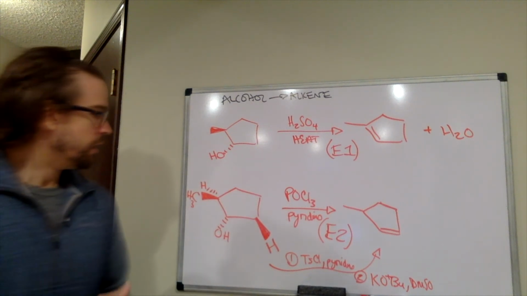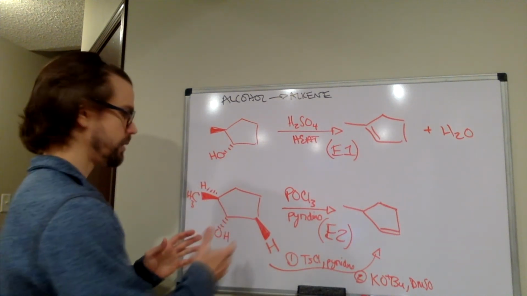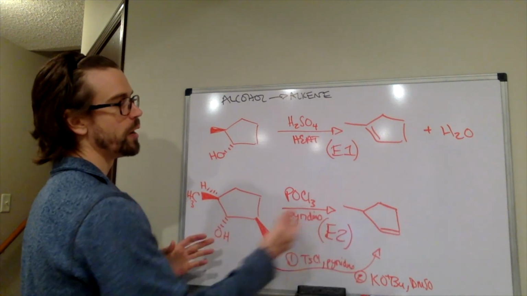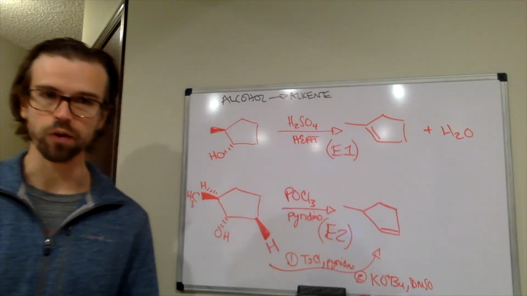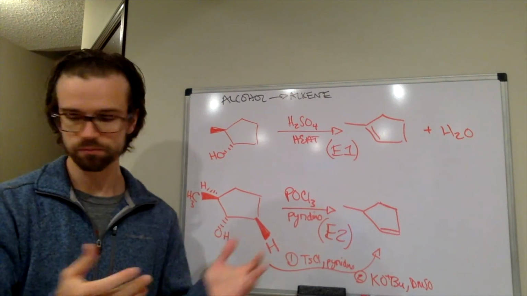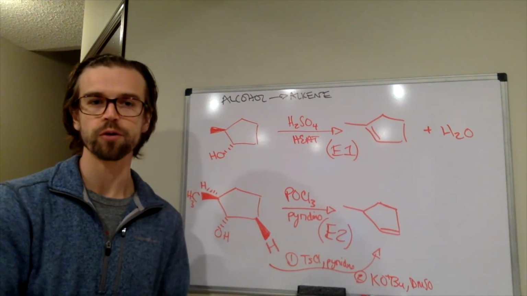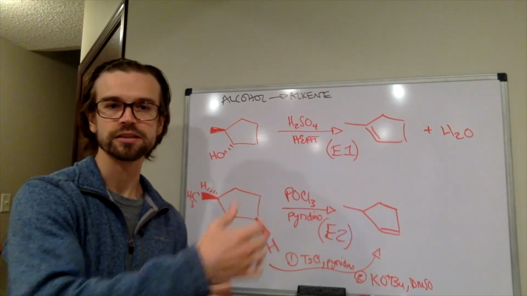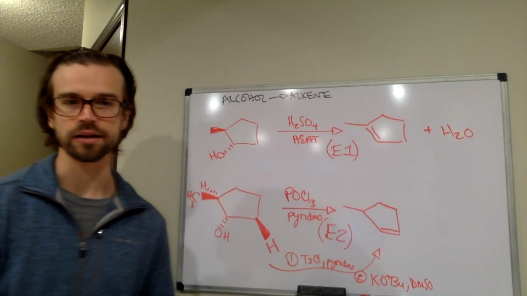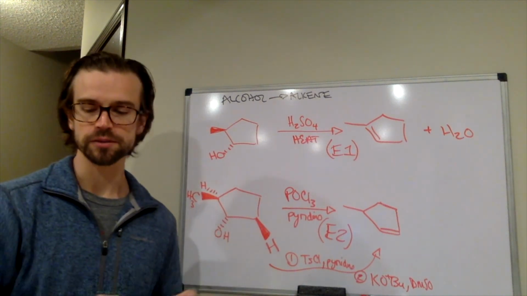So if we want this alkene, we have to do it by an E2 way. If we want that one, we have to do it by an E1 way. So again, recapping things we've learned before, we're doing reactions of alkenes in this chapter. This is how we synthesize the alkenes, and this is recapping previous material.